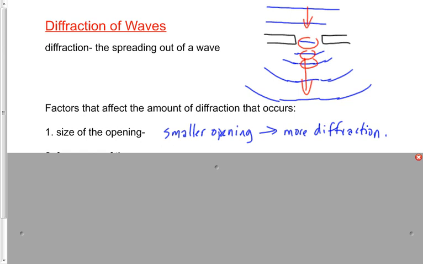If you're anything like me, you have trouble remembering these things. When I can go back to a basic concept and understand it, I don't have any trouble with it. I'm pretty good at that. But when I have to remember something like size of the opening, bigger, smaller, more diffraction, less diffraction, things like that mess me up. So how do I remember this?